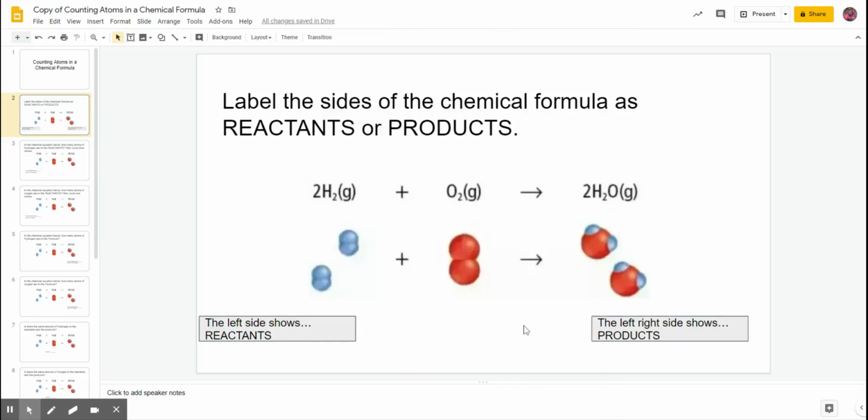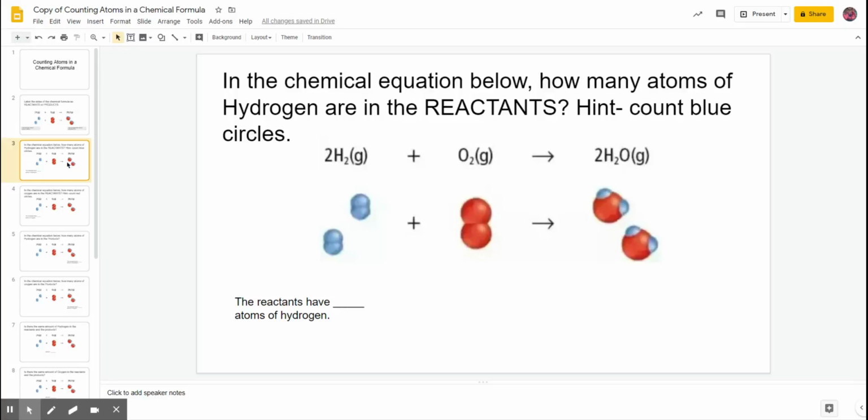Again, that's important to know because you need to be able to talk about a chemical formula and understand what molecule is part of what. So, looking at this same chemical equation from the previous slide, we're going to be counting how many atoms of each element are in the reactants and in the products. Basically, we're counting atoms like we did all of last week, but this time in the lens of a chemical formula.